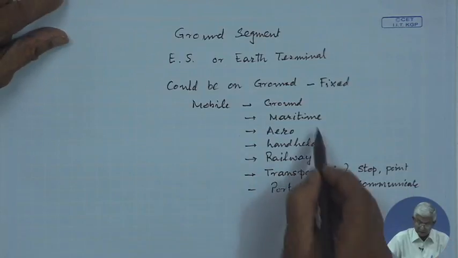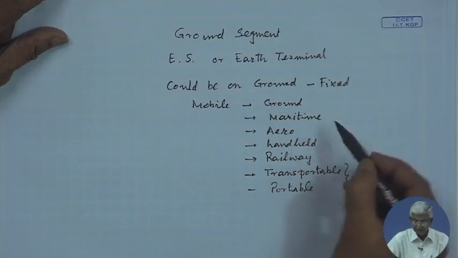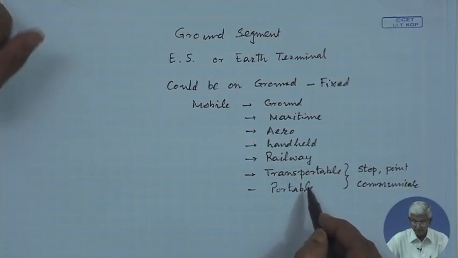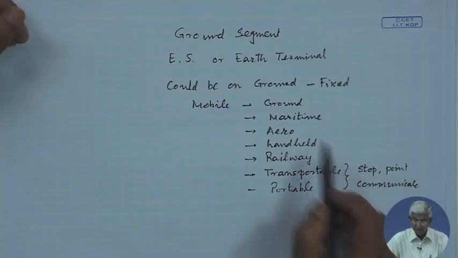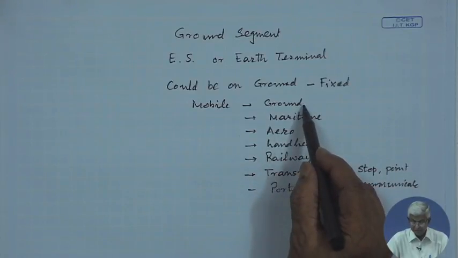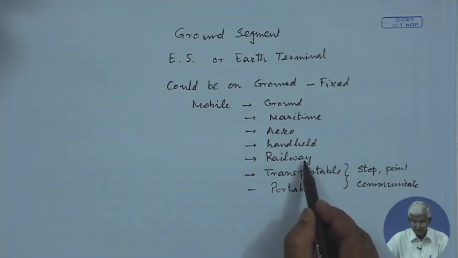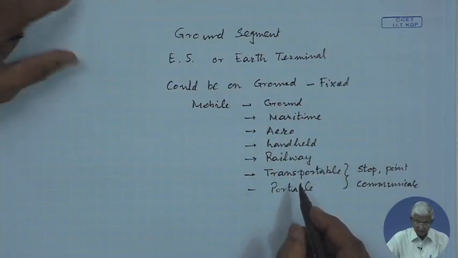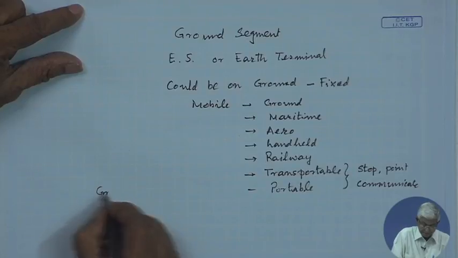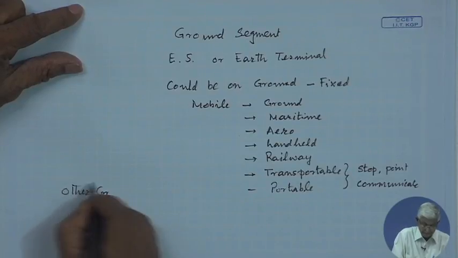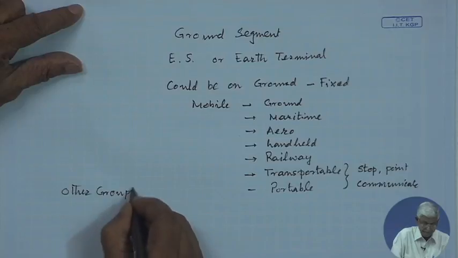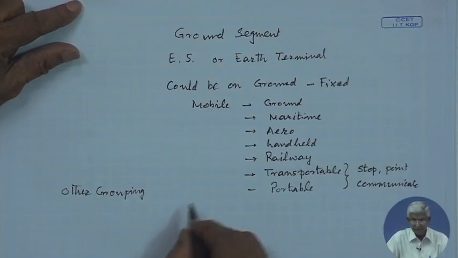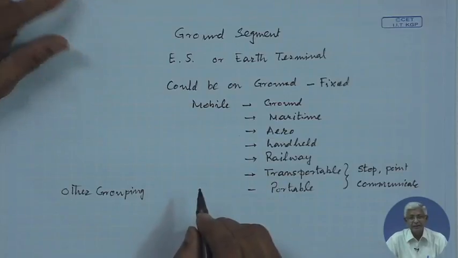So, different types of packaging are done for different types of environment. When you are handheld or portable, the package is very small. When you are on the ground, the package may be large. When you are on the railway, packaging is different. So, there are different types of packaging. There are other groupings possible, which I can say based on how it is communicating.